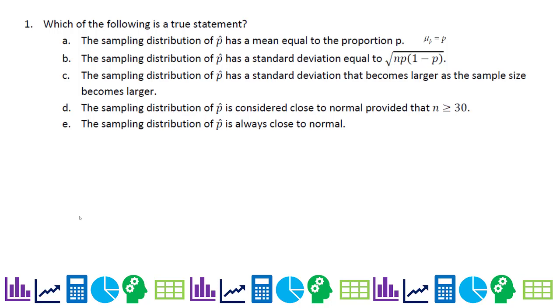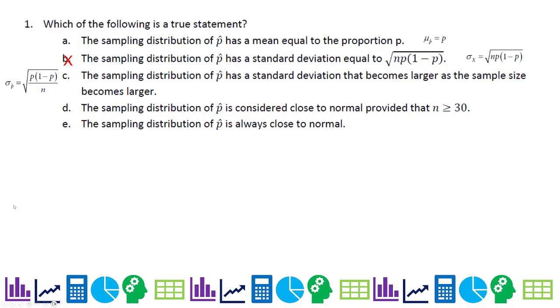The sampling distribution of p hat has a standard deviation equal to np times 1 minus p. Well, actually, the standard deviation for p hat is p times 1 minus p over n. Take the square root of that. This other one, that's from the binomial distribution for x, the number of successes. So B is incorrect.